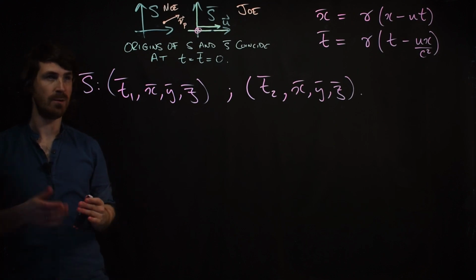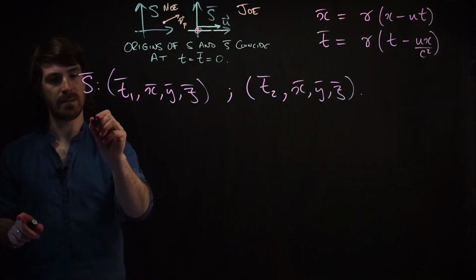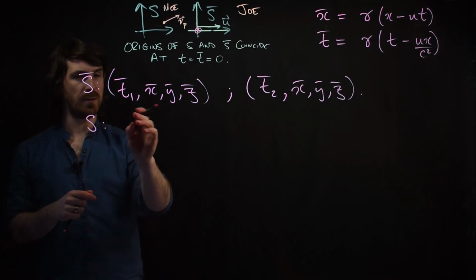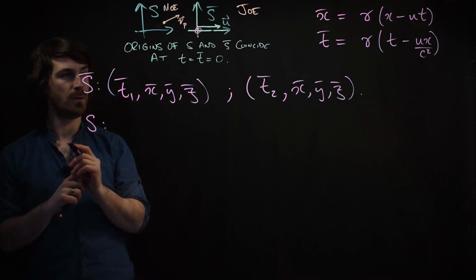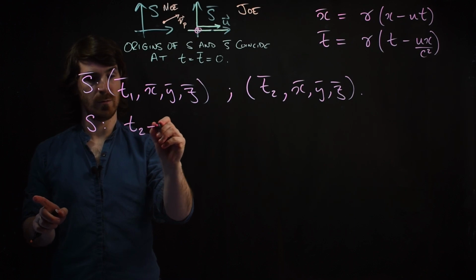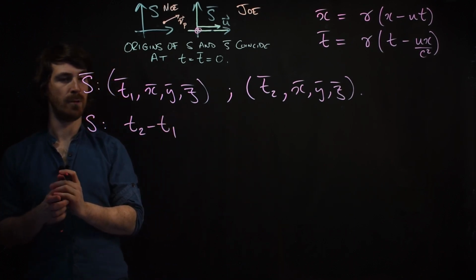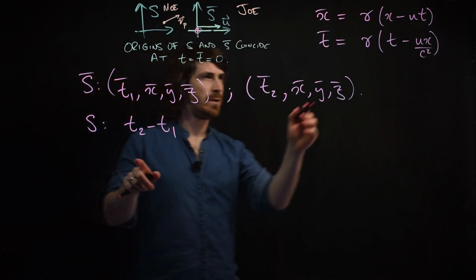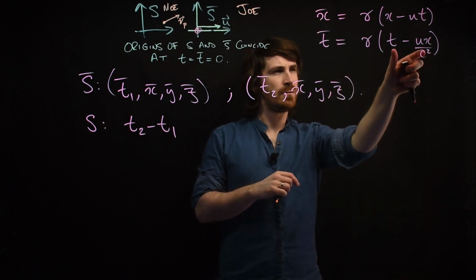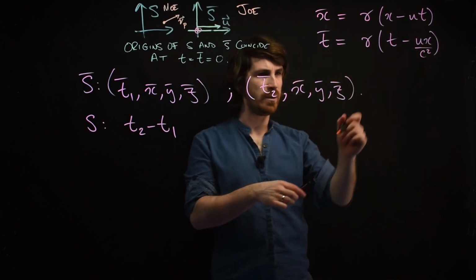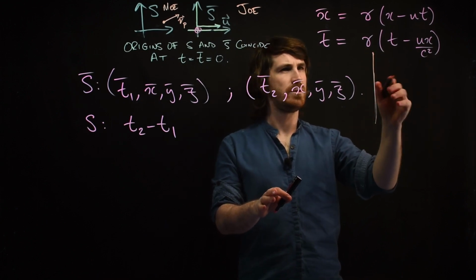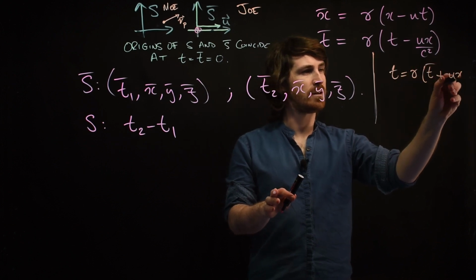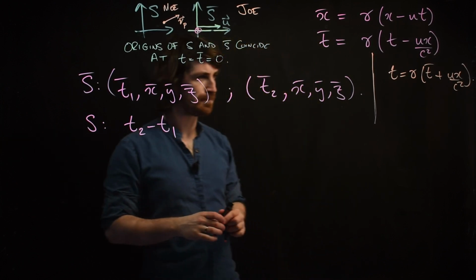What does Mo see? What does he observe? So Mo is in S. And let's think about what the interval is that Mo observes between the two events. So what is T2 minus T1 according to Mo? So this is the time interval according to Mo between the two events. So here we have the Lorentz transformation from the unbarred coordinates to the barred, but we can write down the inverse, which is just that T is gamma times T bar plus ux over c squared. Okay, so we saw this before.